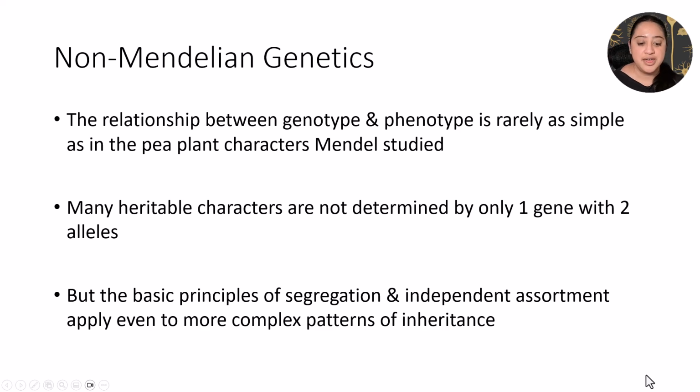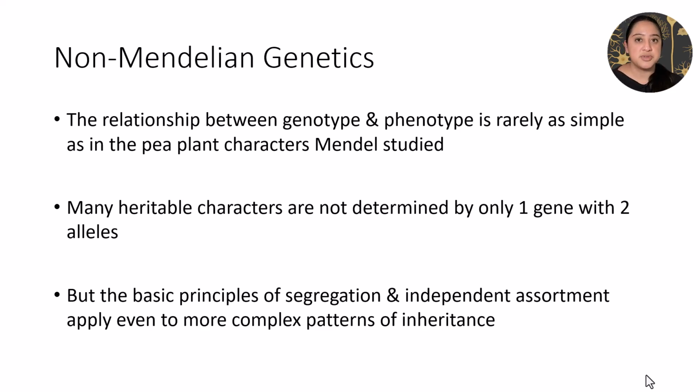Okay, so as I mentioned before, in a way, Mendel got very lucky studying the characters and traits that he did, because not everything is that straightforward. The relationship between genotype and phenotype is rarely as simple as in the pea plant characters that he studied. Many heritable characters are not determined by just one gene with only two alleles. There are actually a lot of other cases.